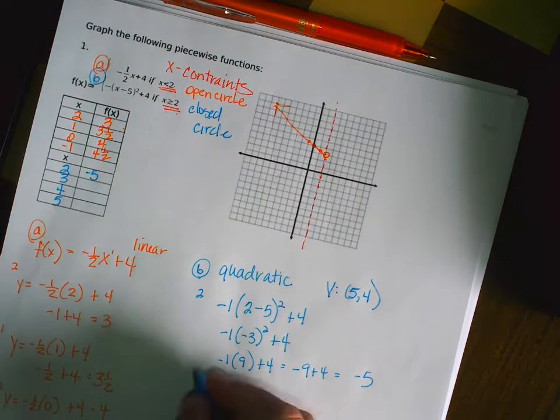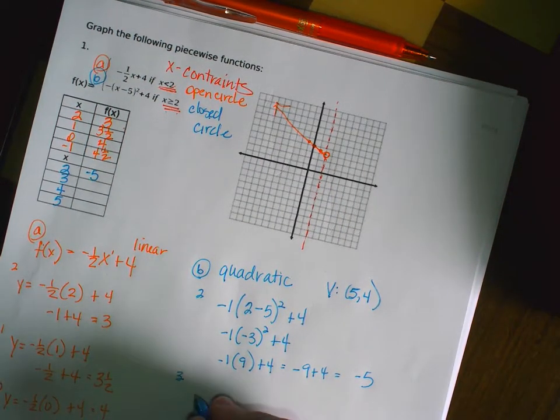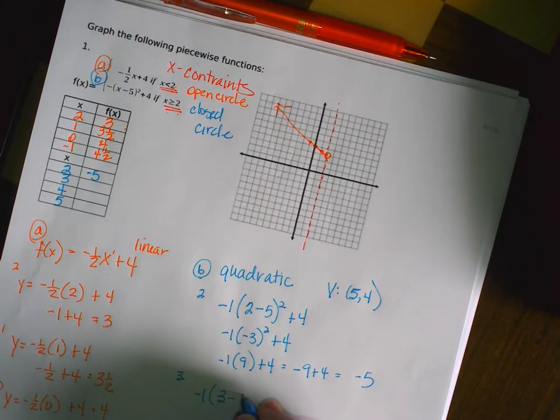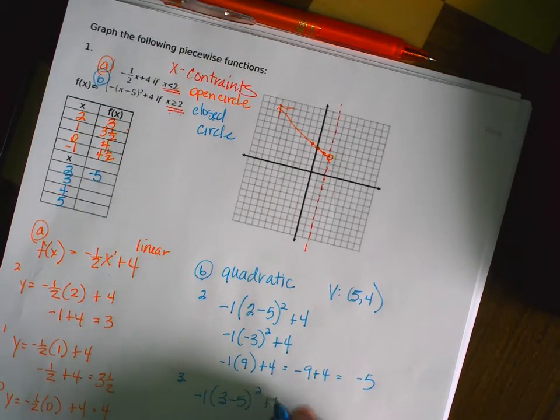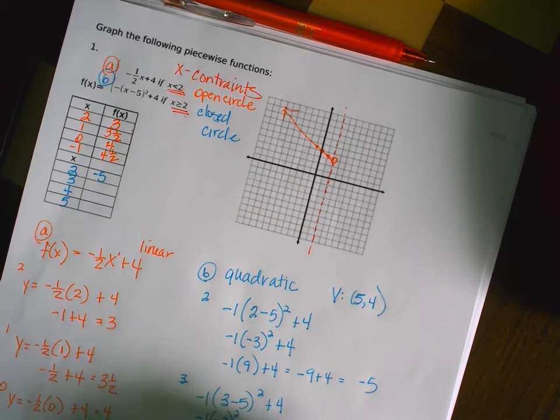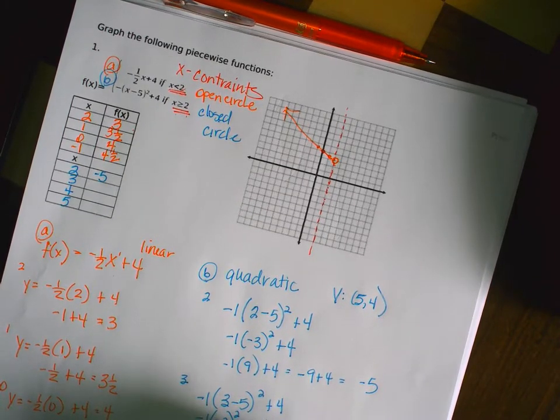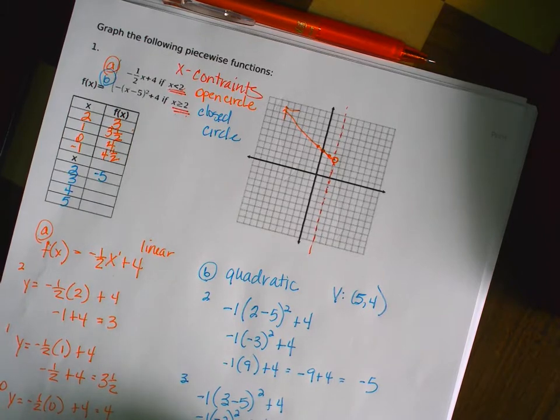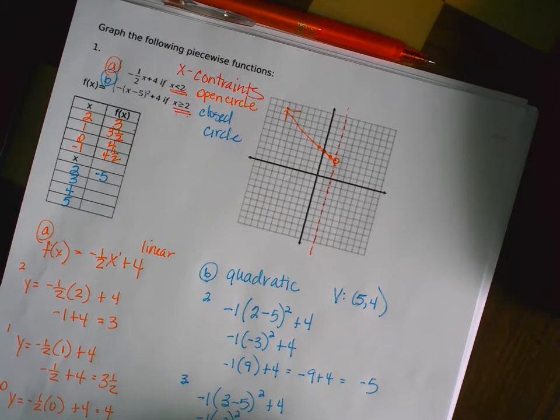Okay, I'm going to plug in 3. I have negative 1 times 3 minus 5 squared plus 4. 3 minus 5 is negative 2. Negative 2 squared is a positive 4, so it's negative 1 times positive 4 plus 4, which is negative 4 plus 4, which is 0.